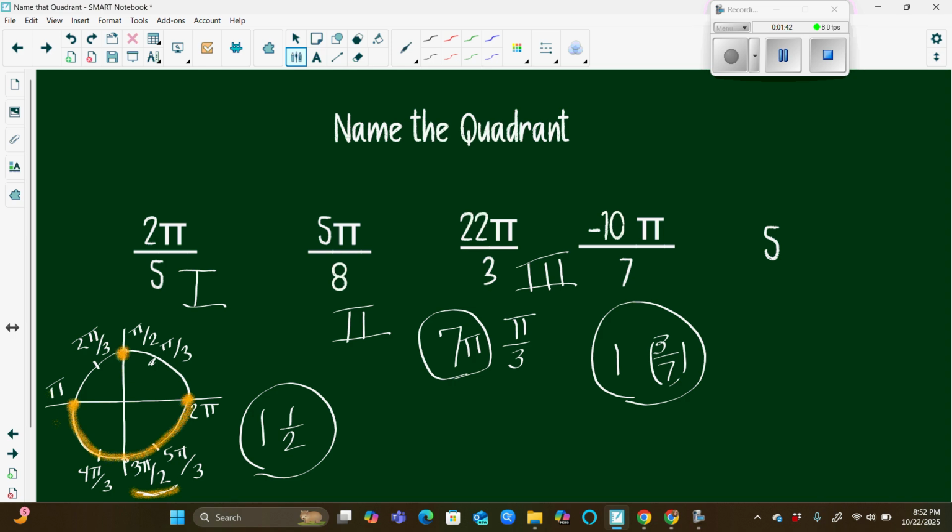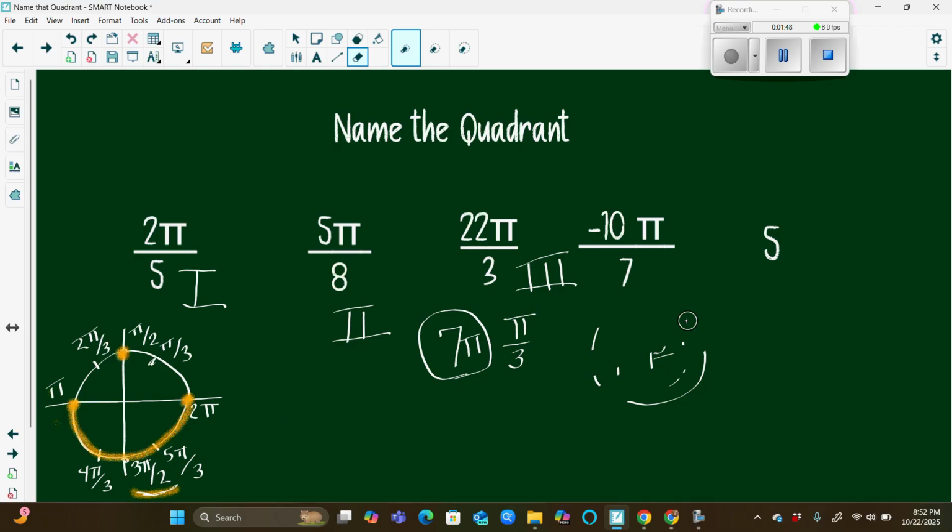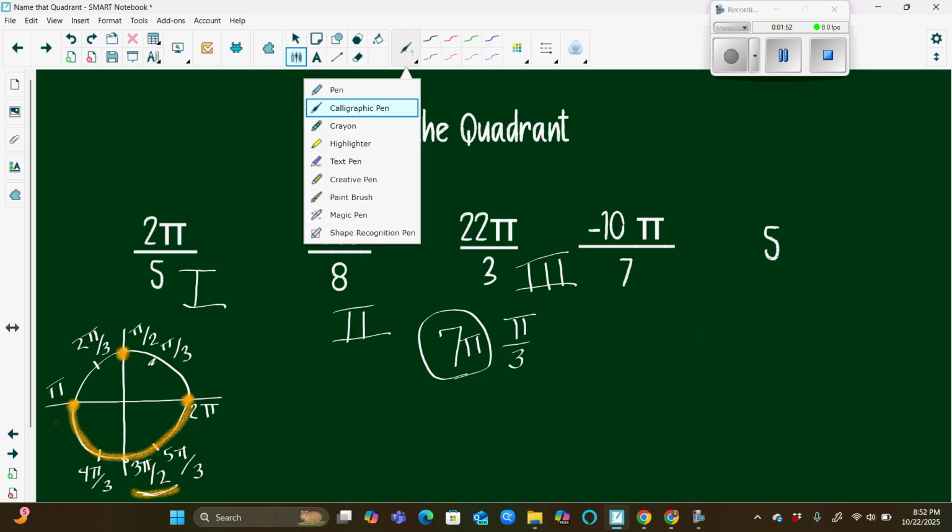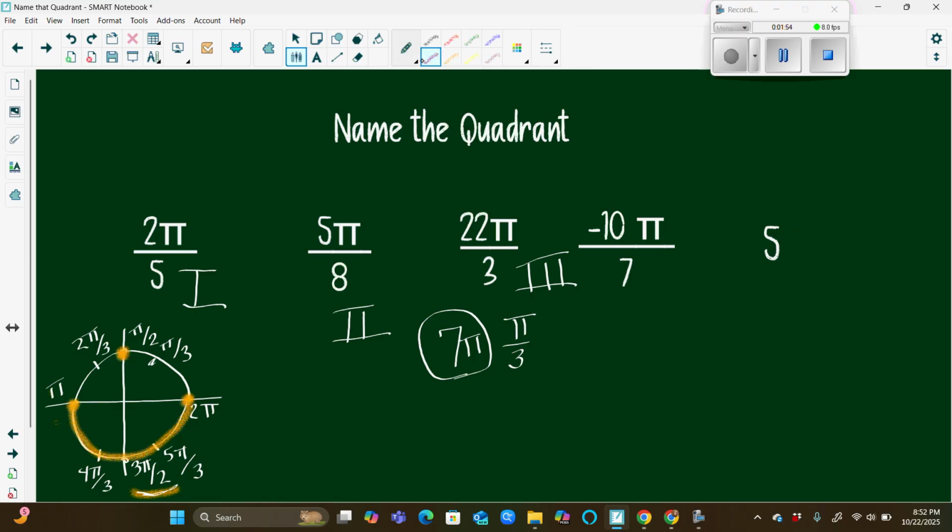So since 10 pi over 7 is in the third quadrant, let me erase some of this, get it out of the way. 10 pi over 7 is in the third quadrant, right over here. Then negative 10 pi over 7 is going to reflect up into the second quadrant. Therefore, negative 10 pi over 7 is going to be in the second quadrant.